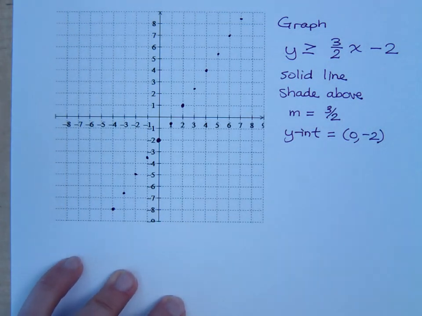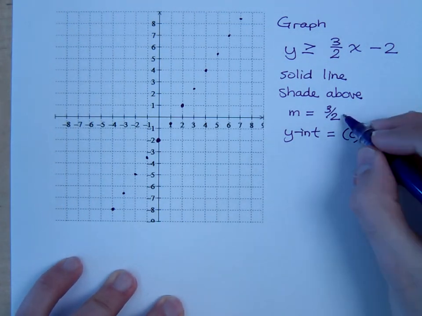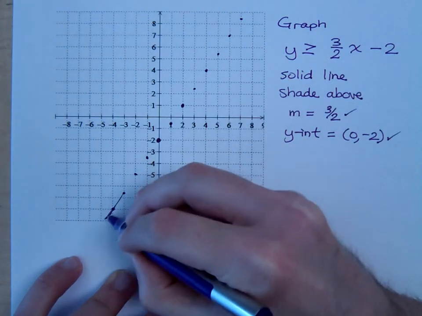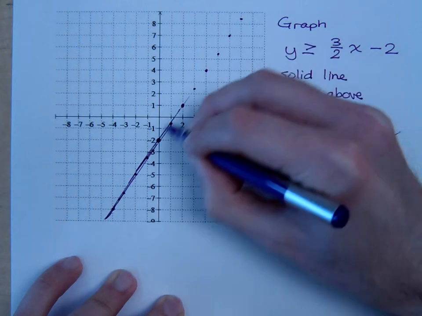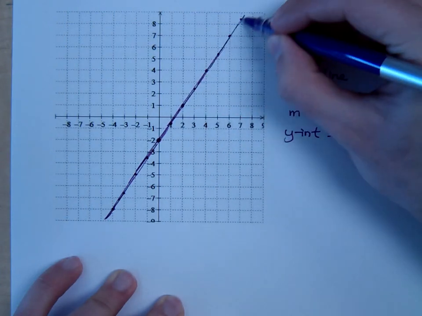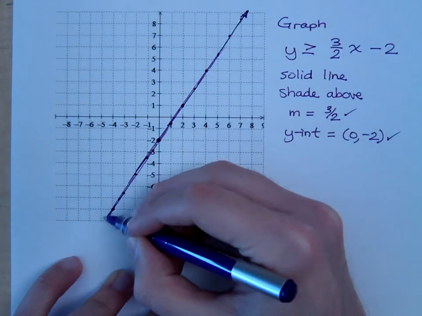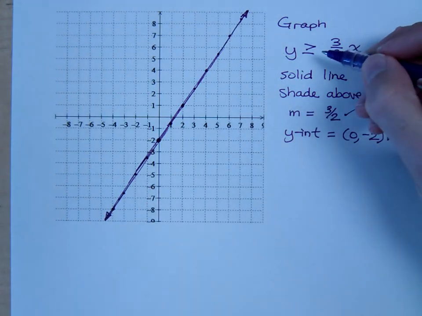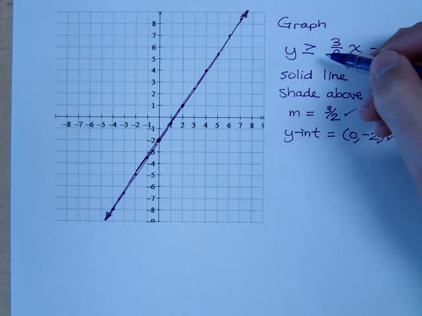So look what I've done here. I've used my y-intercept, I've used my slope, and now I'm about to make this a solid line. How do you know it's a solid line again? Because you have that option of being equal to right here. Just like we had filled in circles before, that tells you that we have a solid line.